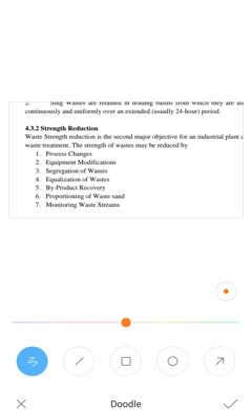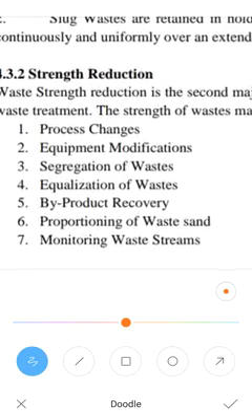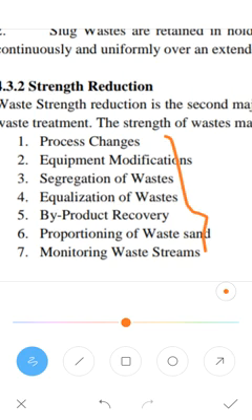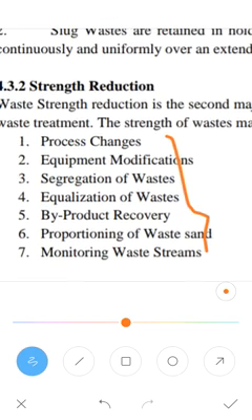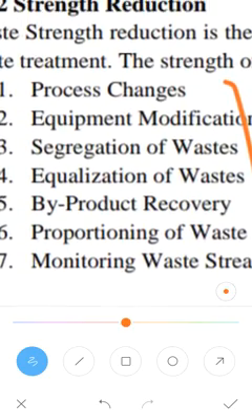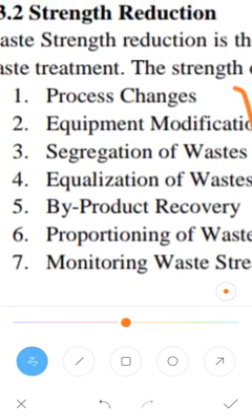The strength reduction of the toxic substance, or the amount of the toxic substance in the wastewater, can be reduced by the following methods. There are various methods or processes that will be taken as the major methods for decreasing the amount of waste in the effluent water.